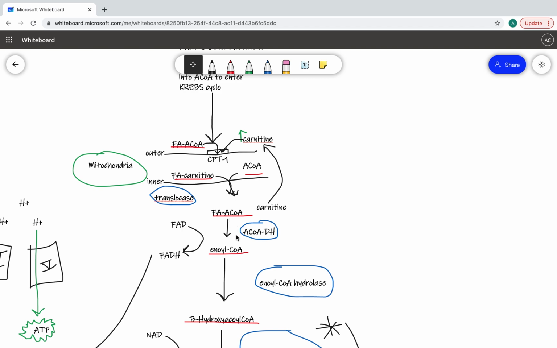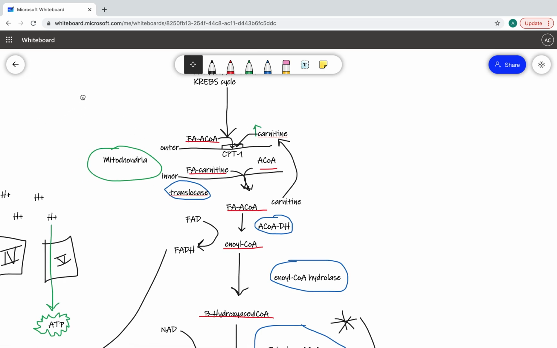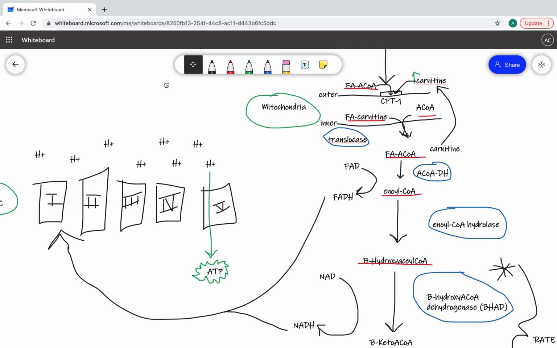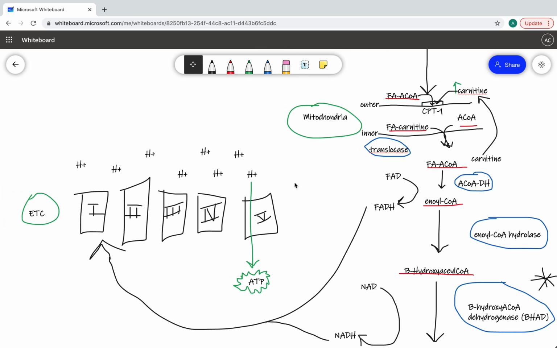So what happens from here is we have acetyl CoA dehydrogenase. What this does is convert our fatty acid acetyl CoA into an enoyl CoA. And by doing this, we add a hydrogen from an FAD and make it into an FADH. If you know a little bit about metabolism and physiology, you know FADH is one of the transporters that moves on over here to the electron transport chain, our ETC. And this drops off a hydrogen in complex 1 or 2.